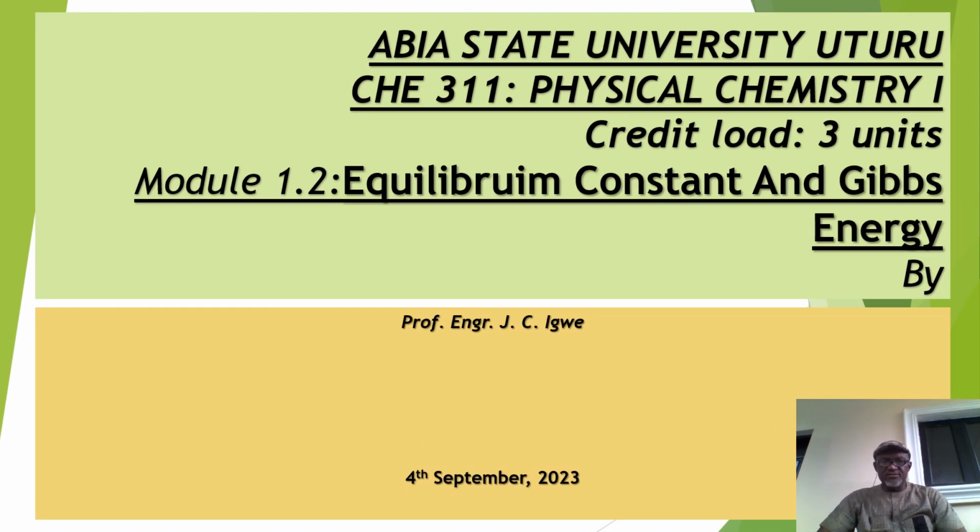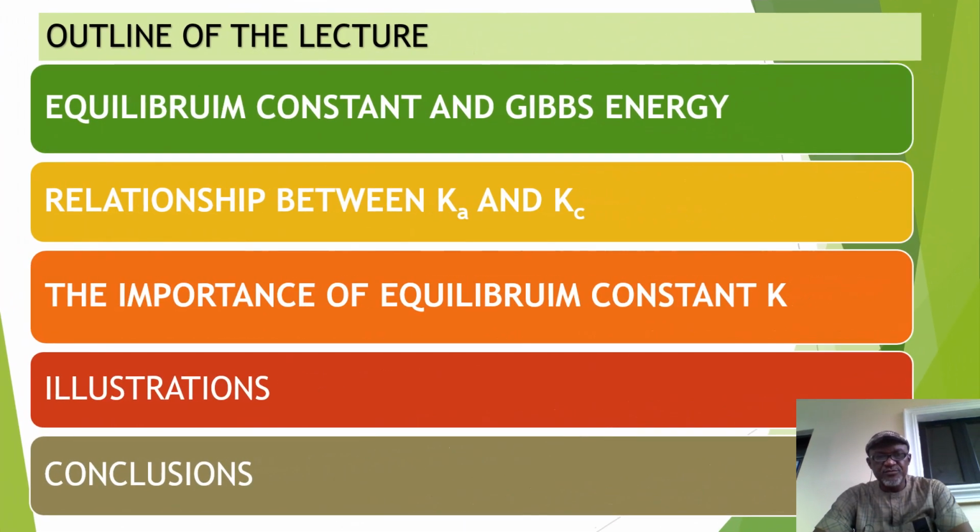Let's go ahead and continue with module 1.2, equilibrium constant and Gibbs energy, which is still part of physical chemistry 1311, the first module of our class lecture. We want to look at the following: equilibrium constant and Gibbs energy, relationship between Ka and Kc, the importance of equilibrium constant, then some illustrations and conclusions.